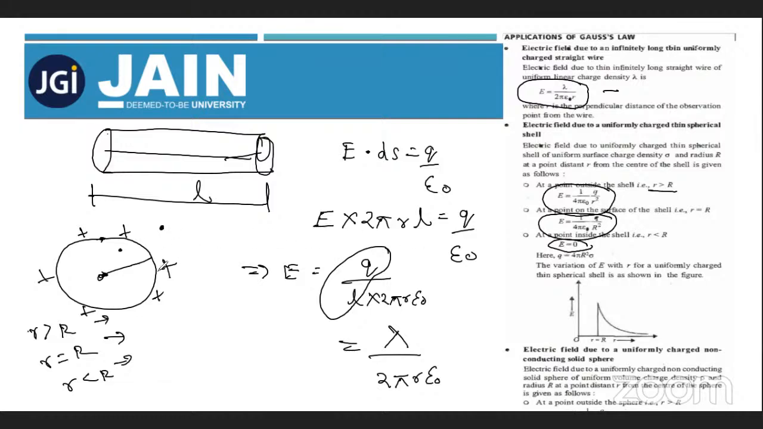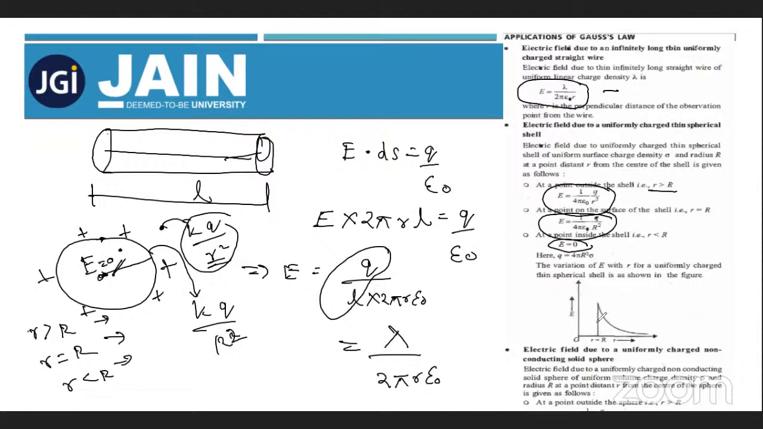On the surface, it will be kQ by R square. And when r is greater than R, the distance becomes r, so kQ by r square. Only that is the difference. This is the outside point here, this is on the surface, and anywhere inside it will be equal to 0.